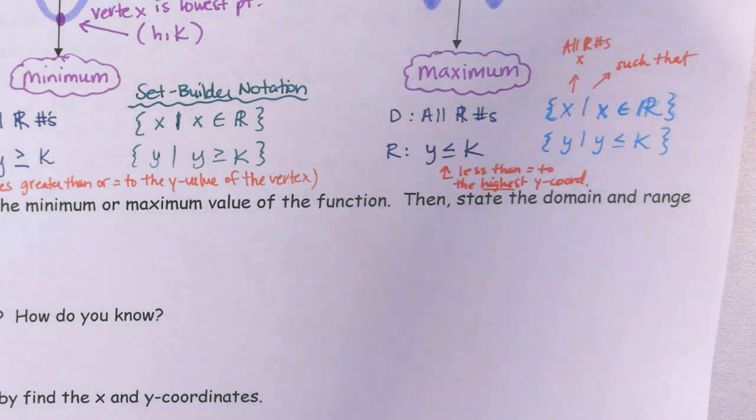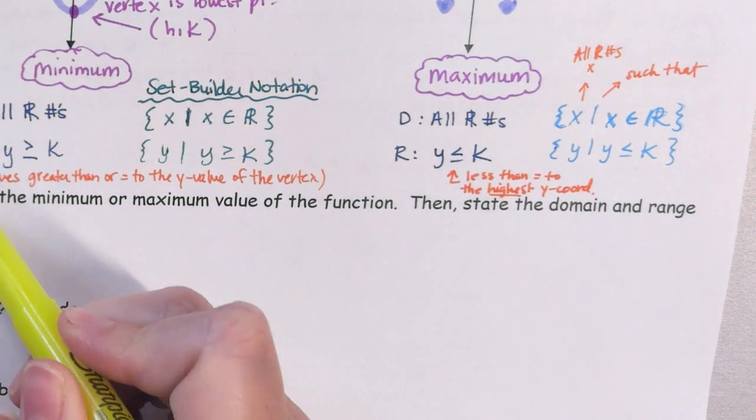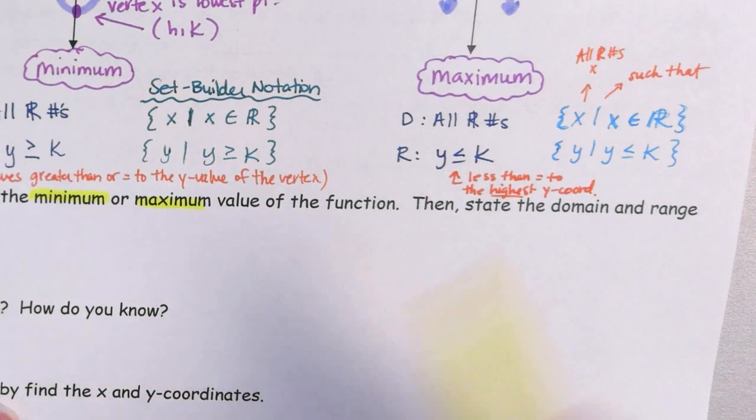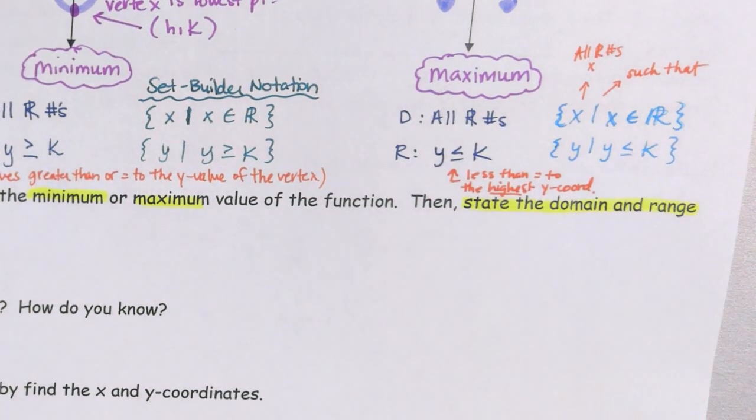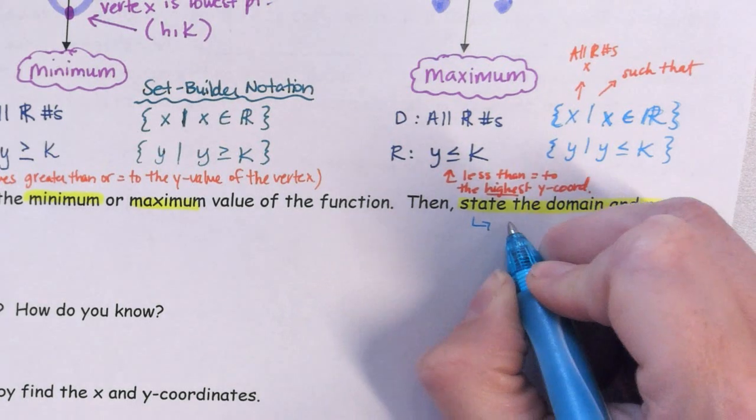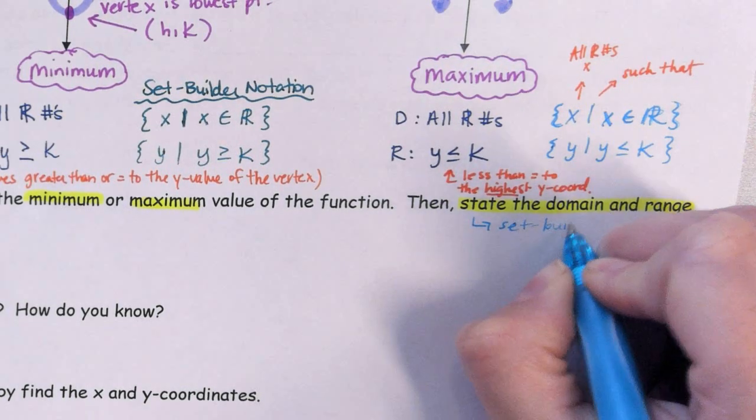Alright, questions for me on those properties? You guys ready to find some properties of some functions? Okay, so for example 1, it says to find the minimum or the maximum value of the function. And then we're going to state the domain and range of the function. So find the min or the max, okay, and then we're going to state the domain and range. So like I said, on your quiz, you're going to have to do it in set builder notation. So I want you to use set builder notation for this.